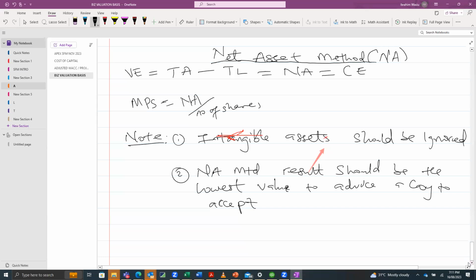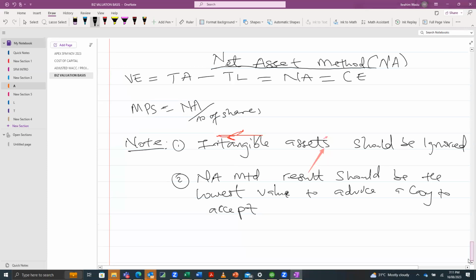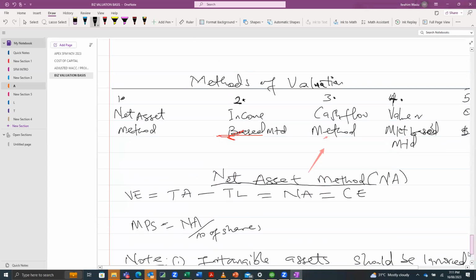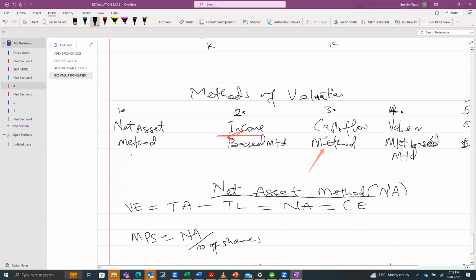Normally total asset is clear, but number 2 is not clear. Yes, sir. So look at these methods now.